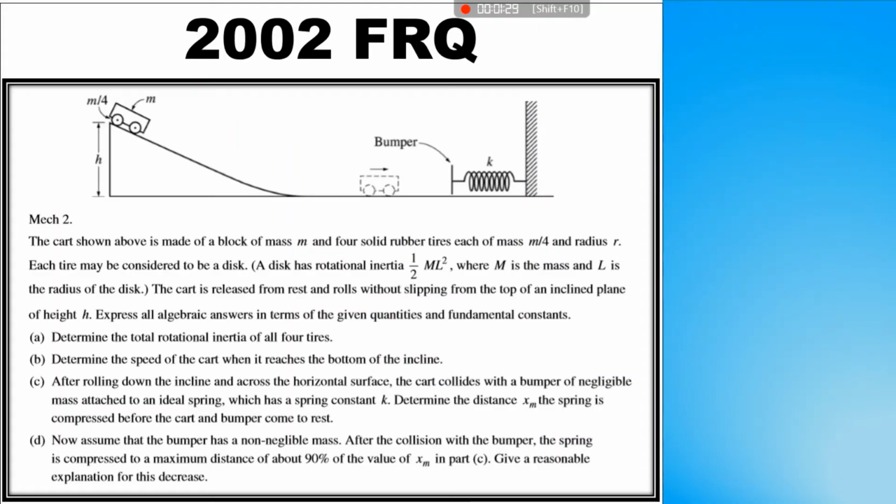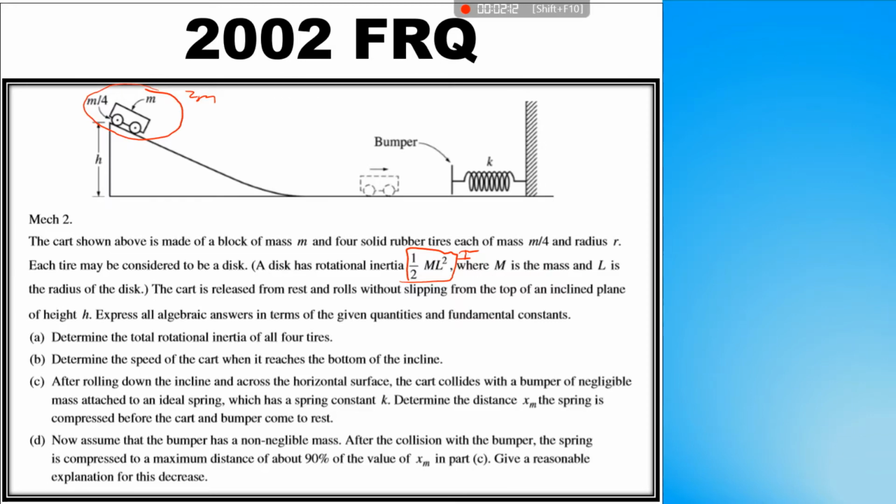So here I've got a cart. The actual block of wood of the cart is mass m, but it has 4 tires, each of which is m over 4. So the total mass of the cart and all of its tires is going to be 2m. The disk has a radius of r. Each tire may be considered a disk. We're given the rotational inertia, where m is the mass and L is the radius of the disk.